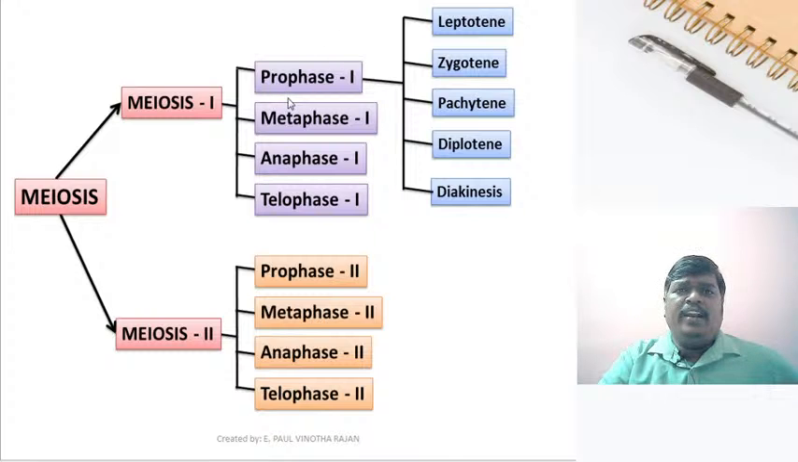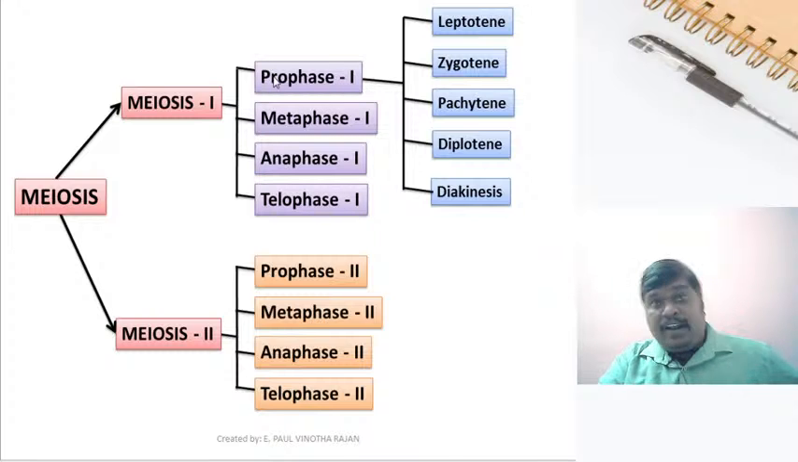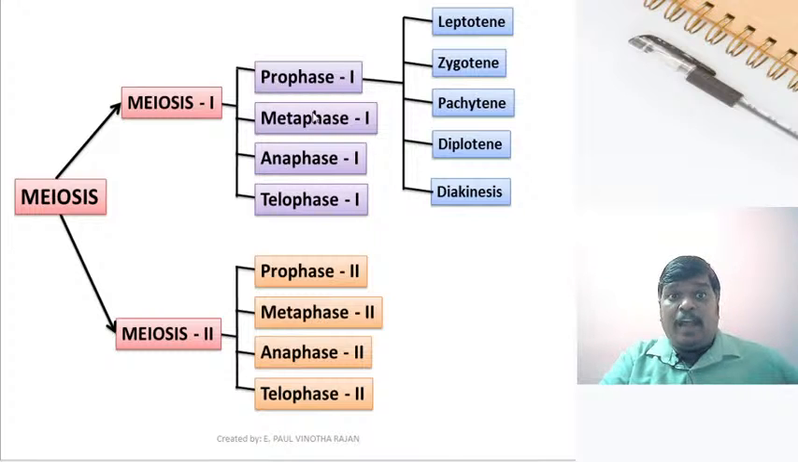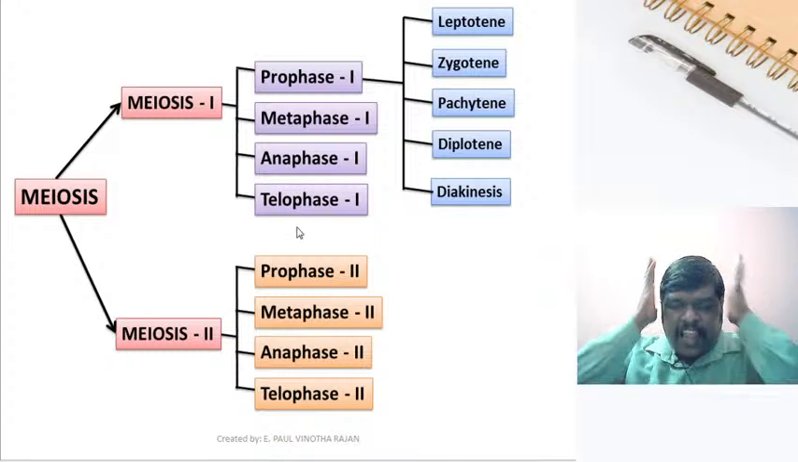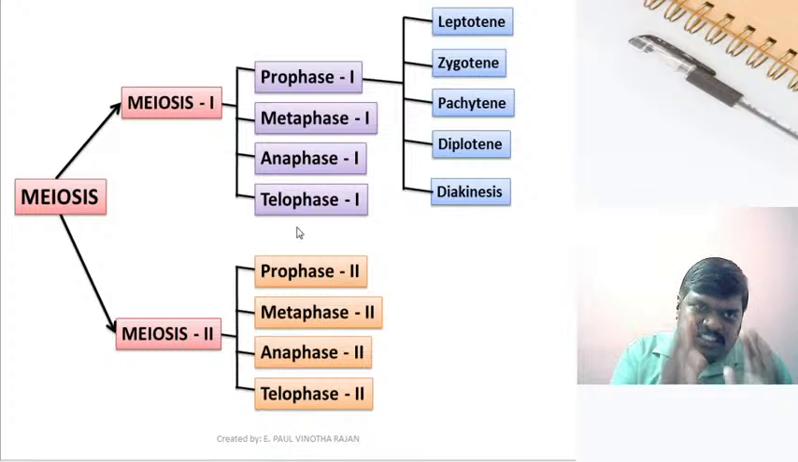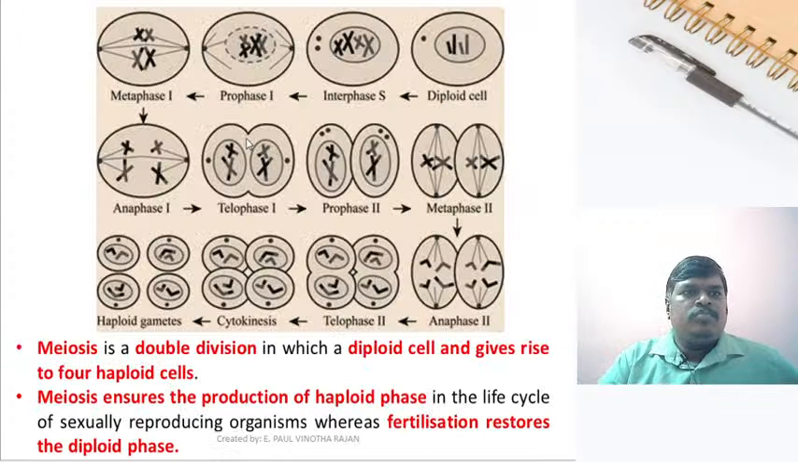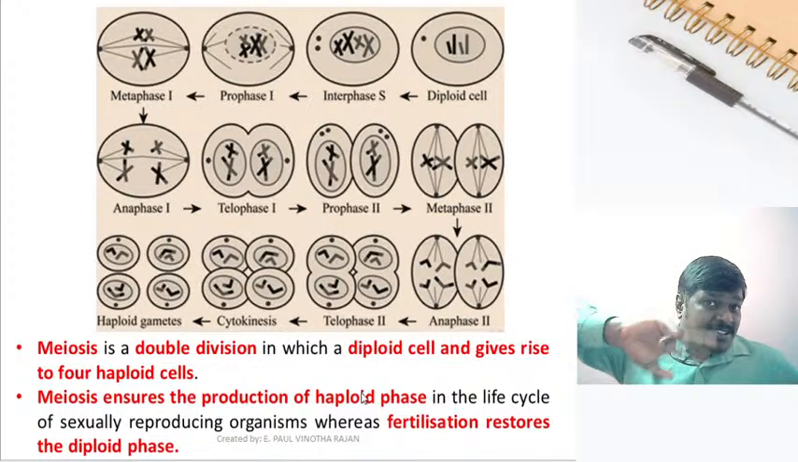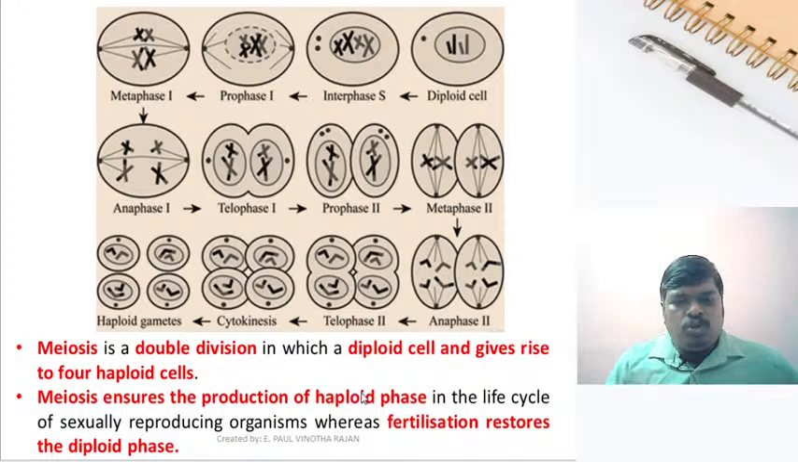Prophase 1 has 5 stages: leptotene, zygotene, pachytene, diplotene, diakinesis. And after diakinesis comes metaphase 1. We already learnt about mitosis: what happens in prophase, metaphase, anaphase, and telophase. Keep that in mind so that you can easily understand the meiosis process. So meiosis is called a double division. Why? Because the cells divide 2 times.